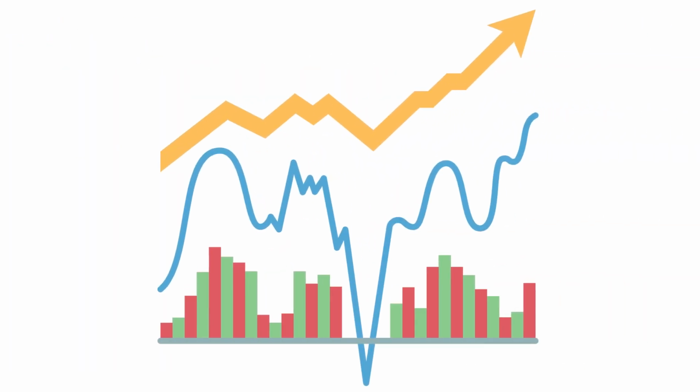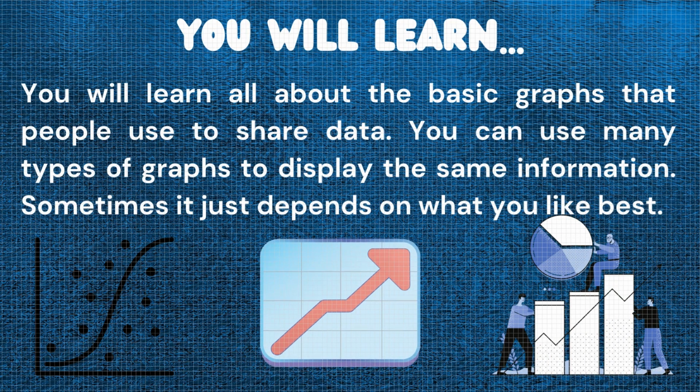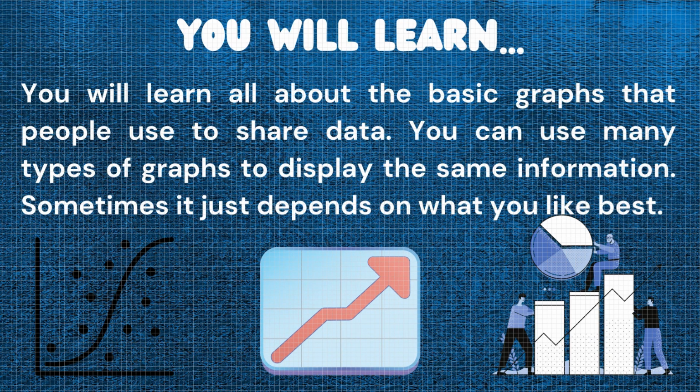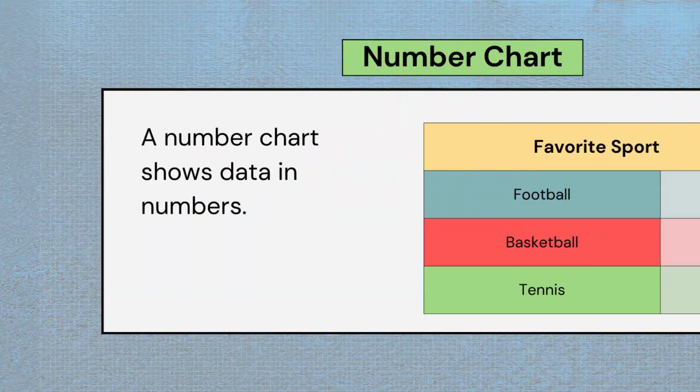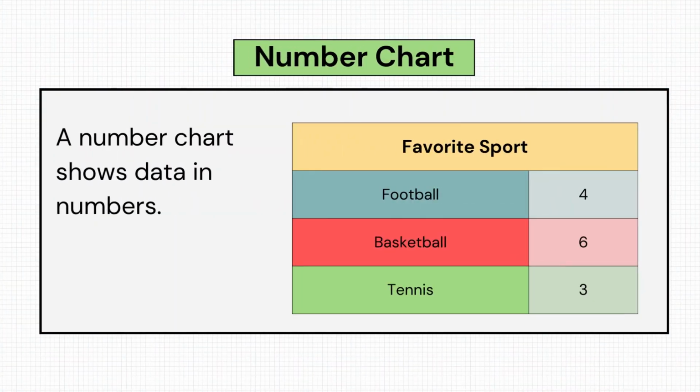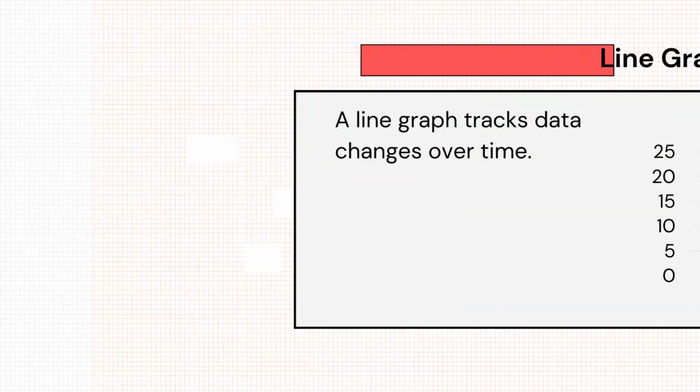You can use many types of graphs to display the same information. Sometimes it just depends on what you like best. First comes the number chart. A number chart shows data in numbers. For example, this chart shows the favorite sports liked by kids.